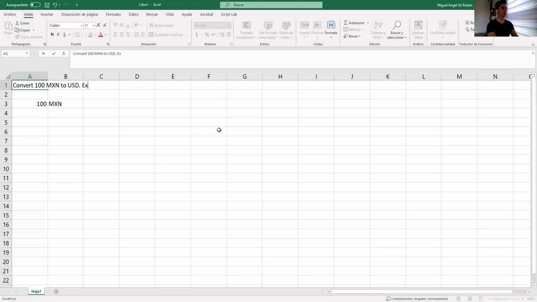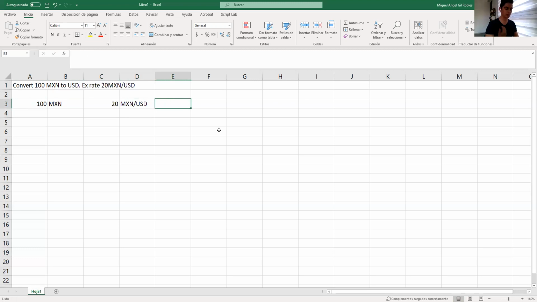The next step, and this is something that I forgot in here, is to give you the exchange rate. So the exchange rate will be 20 pesos per dollar. This is something that I need to give you. So convert 100 pesos to dollars if the exchange rate is 20 pesos per dollar. So then I need to write the exchange rate, pesos per dollar. Now it seems super dumb what I am doing, because probably you already have it in your head, but if we change currencies, maybe it gets complicated.